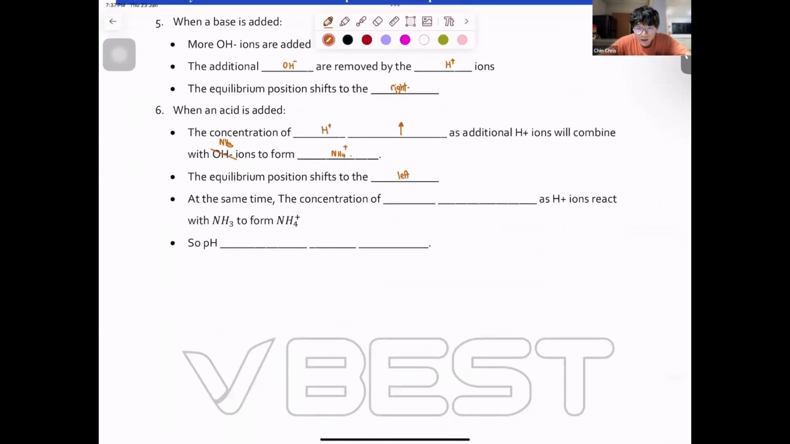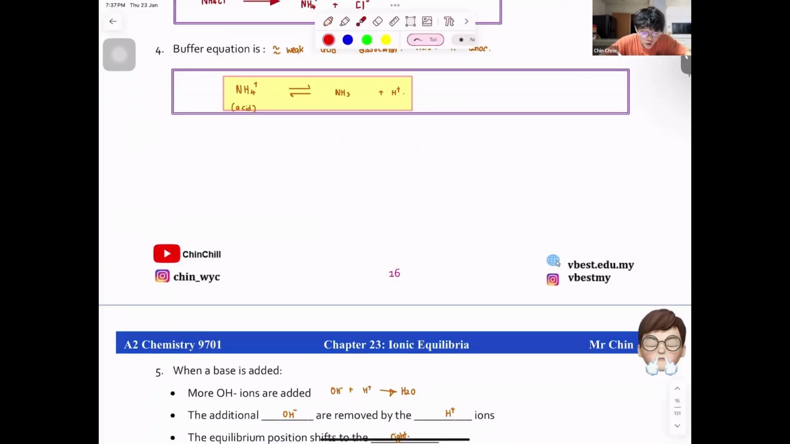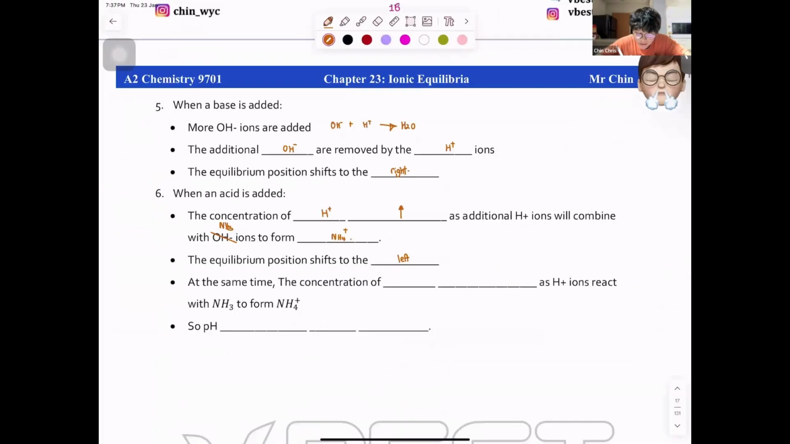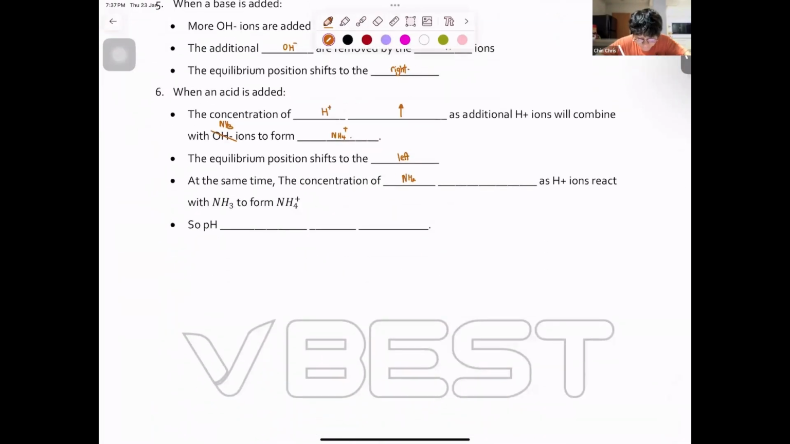So at the same time, the concentration of how? So I can say that you have a large reserve of NH3 and NH4+, right? So the concentration of NH4+ increases. As H+ ion reacts with NH3 to form NH4+, the pH stays the same.